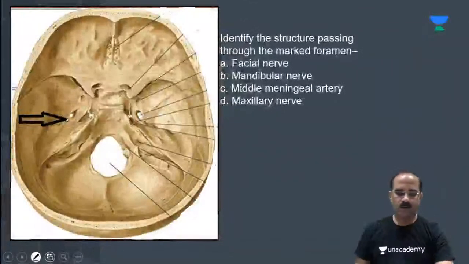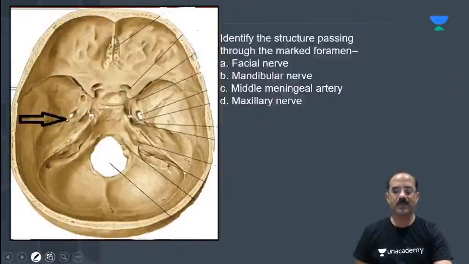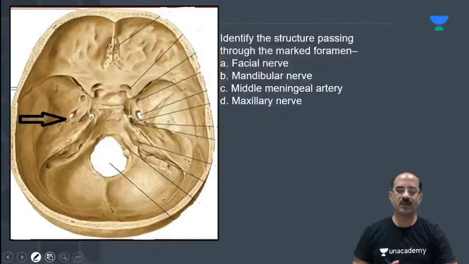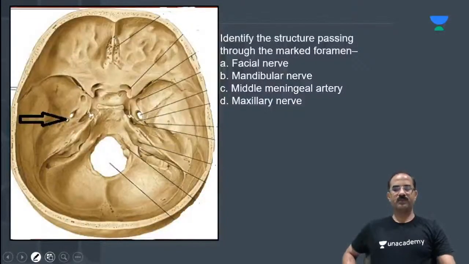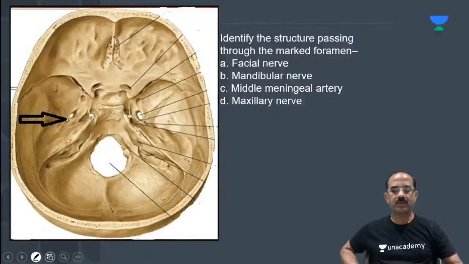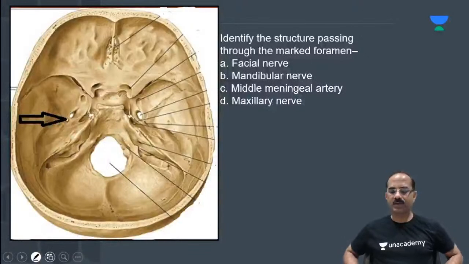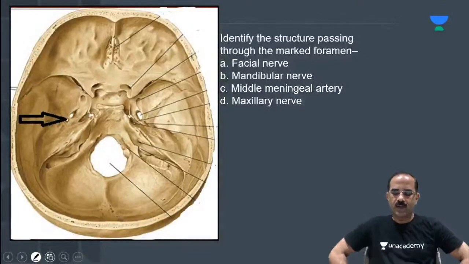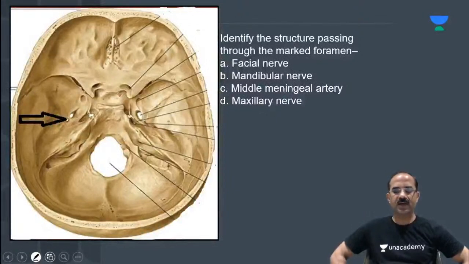Here we are. Come on, answer. Coming to the next MCQ. What is this foramen which I have pointed for you? What is this foramen, and what is the structure passing through the marked foramen? Okay, spinosum. Very good. That's the foramen spinosum.